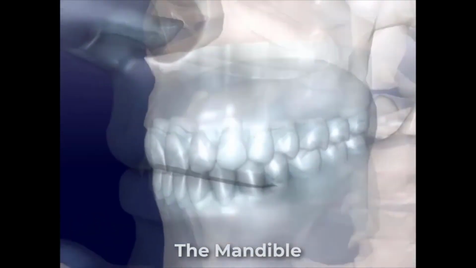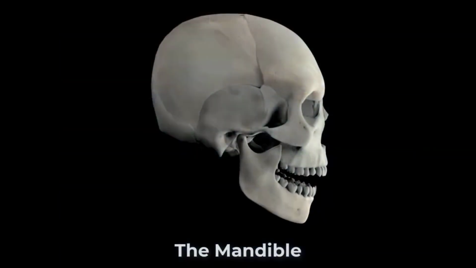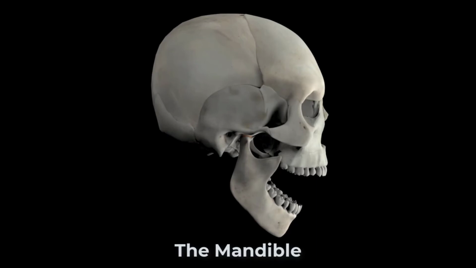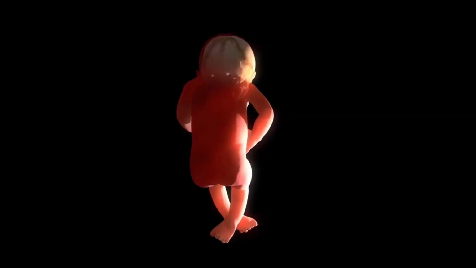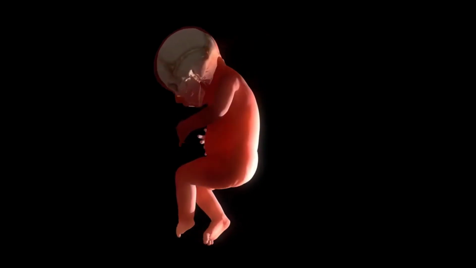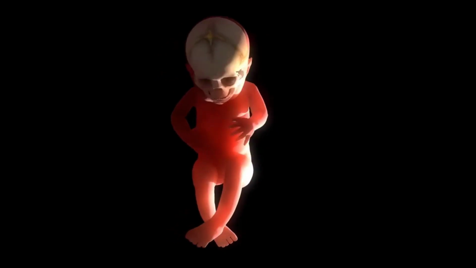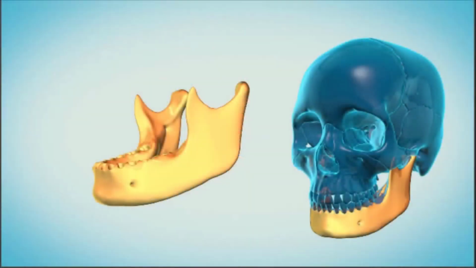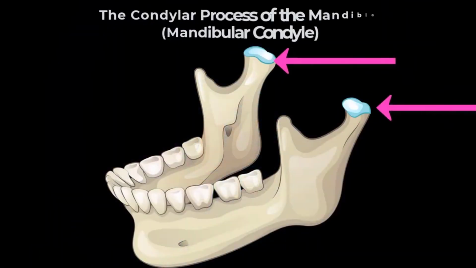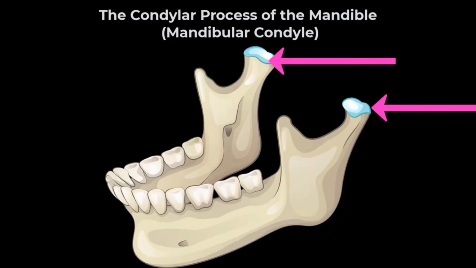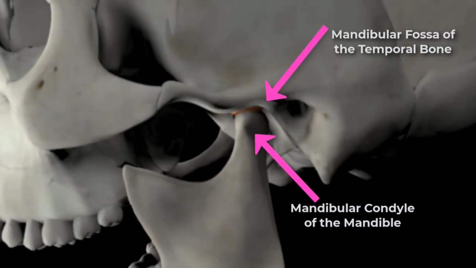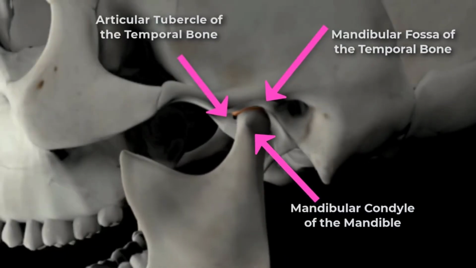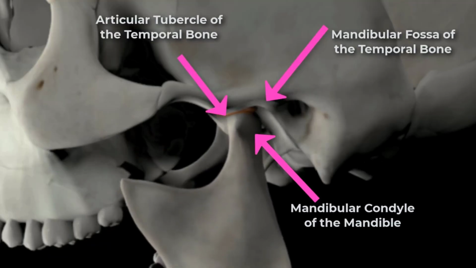The mandible forms the lower jaw, and it is the only movable bone of the skull. At the time of birth, the mandible consists of paired right and left bones, but these fuse together during the first year to form a single U-shaped mandible. The posterior projection is the condylar process of the mandible, or mandibular condyle. The condyle of the mandible articulates or joins with the mandibular fossa and articular tubercle of the temporal bone.